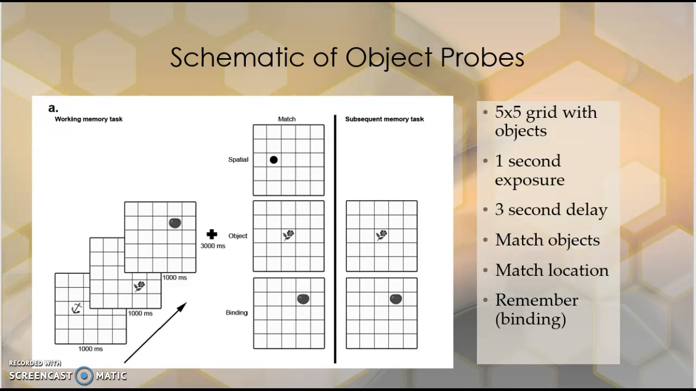The schematic overview of the experiment is: after the exposure and delay period, a probe is presented to the individuals. In this slide, matching probes are shown for the 3 different conditions: spatial, object, and binding. For the binding condition, a non-matching probe is a recombination of the object and a location presented in that trial. In the subsequent memory task, long-term memory for objects and bindings is assessed.